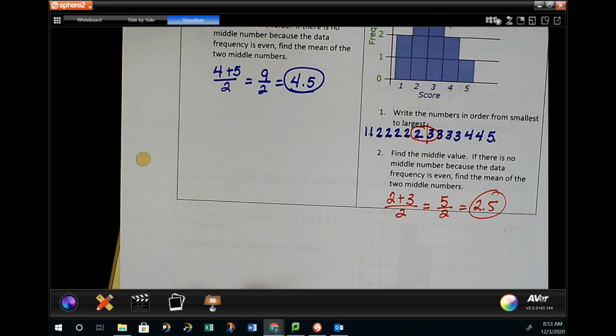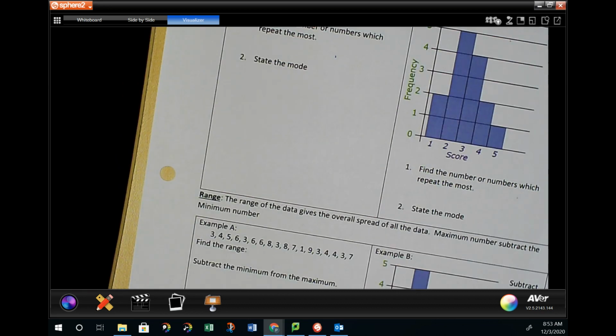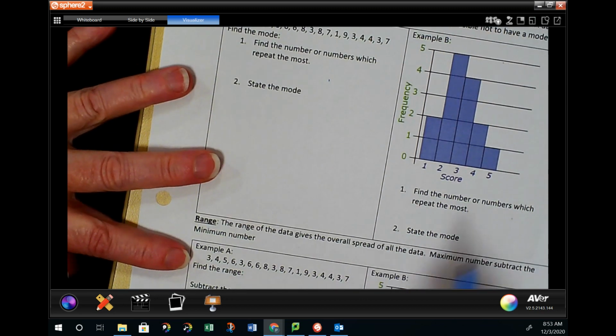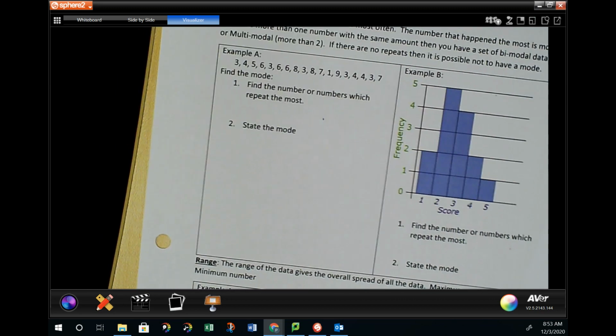And then the last two things that we need to cover before you can do your assignment is the mode. So we're going to talk about the mode. The mode is what happens the most often.